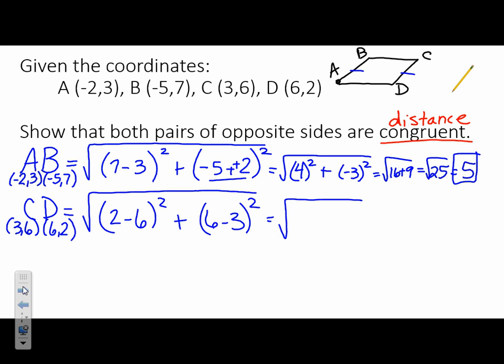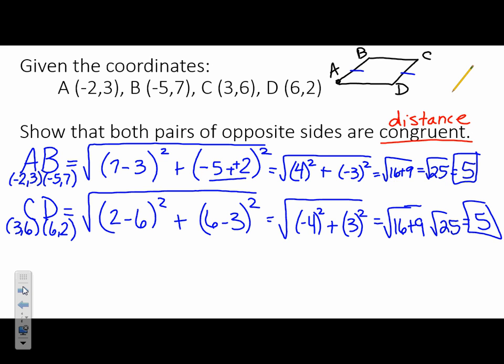You're going to calculate negative 4 squared. 3 squared. Negative 4 squared is 16. 3 squared is 9. So it looks like, again, I have the square root of 25, which is 5. So far, so good. Those two sides are, in fact, congruent to each other or equal.